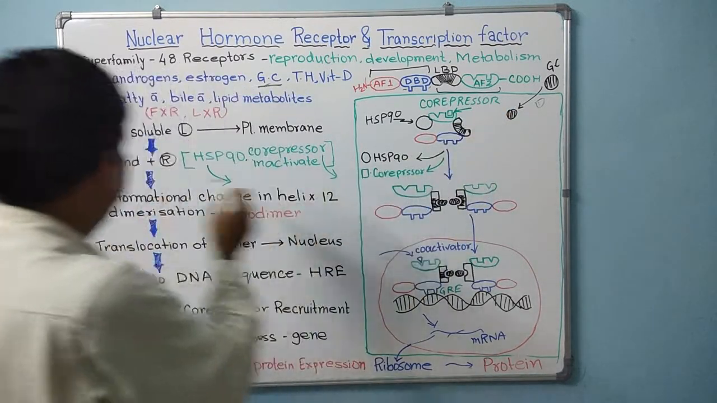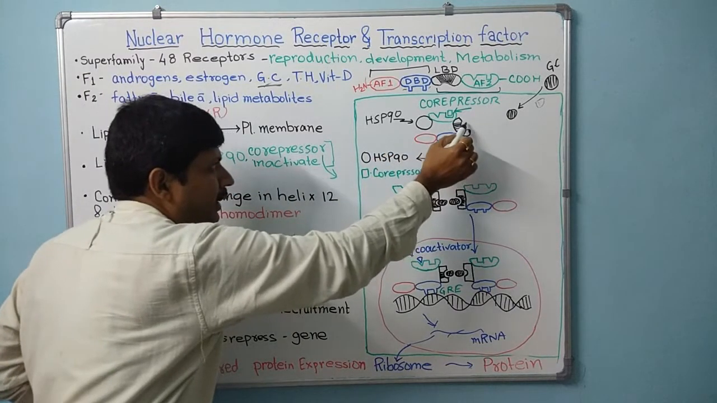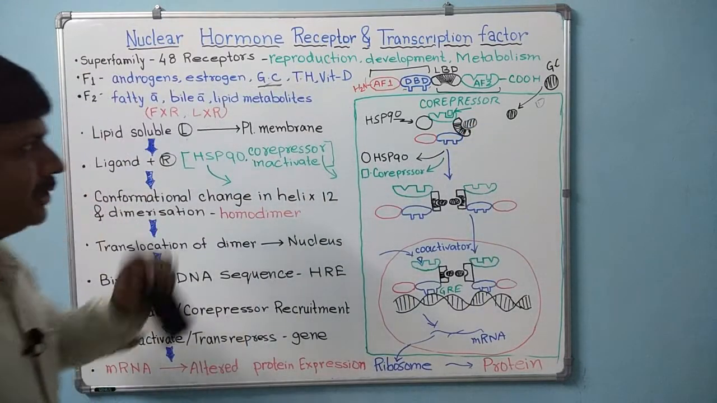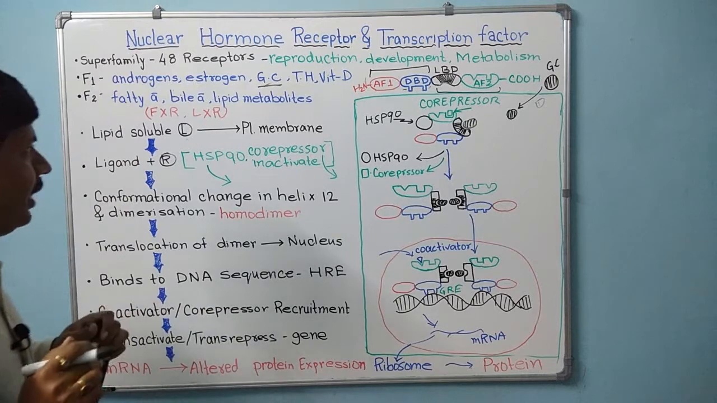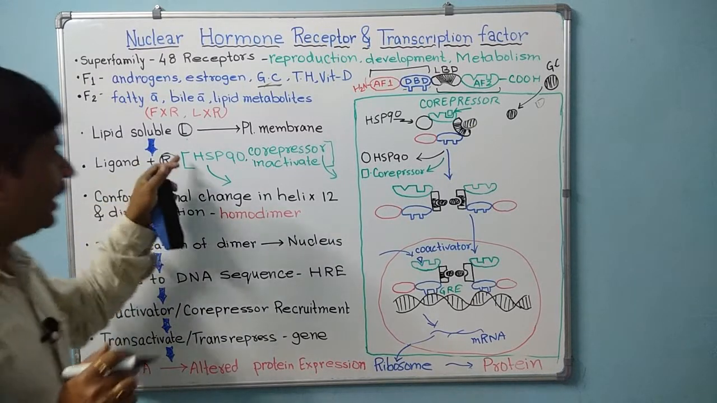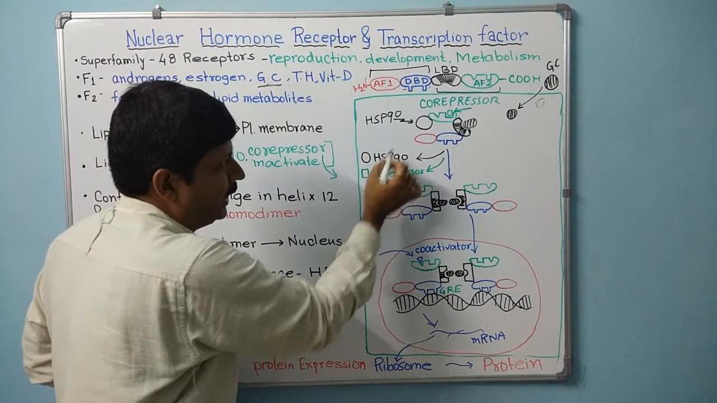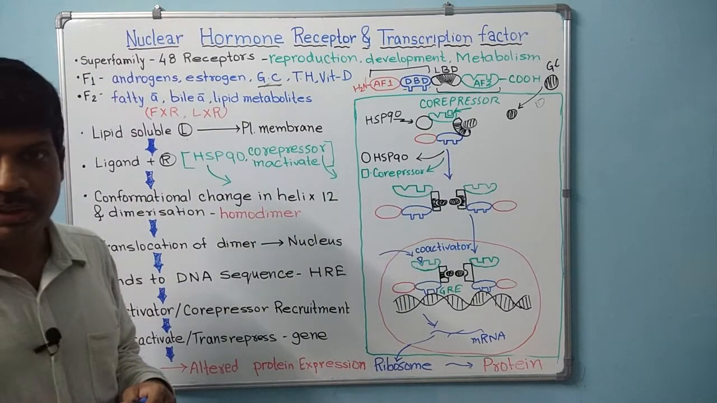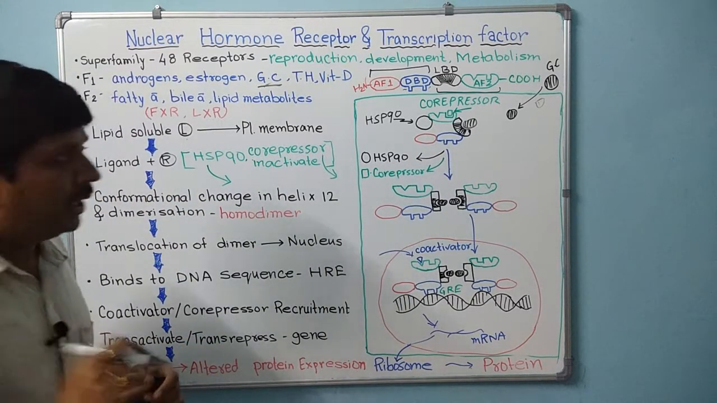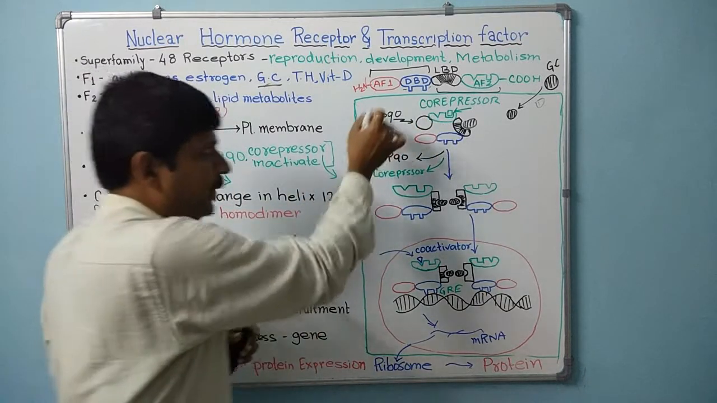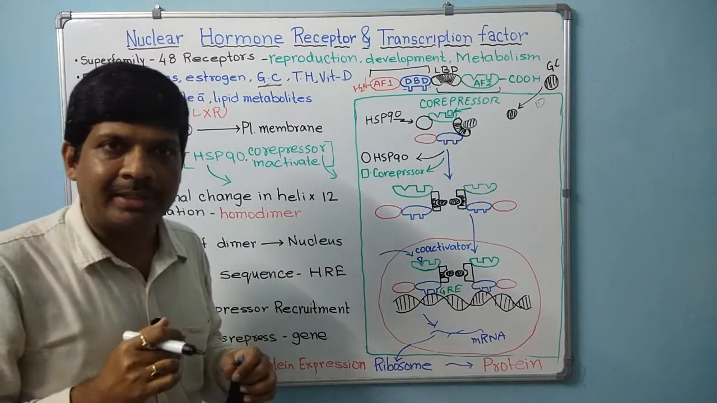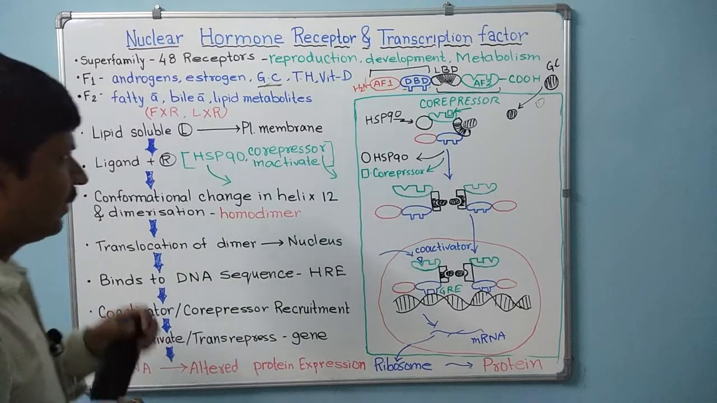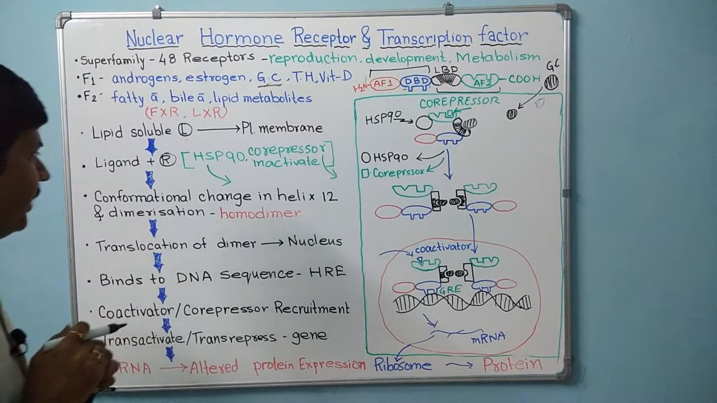Now the ligand comes and binds with the receptor. Here it will come and bind here. So the ligand comes and binds with the inactivated form of the receptor. Now what happens is, there is a release of heat shock protein 90, and then the co-repressor is also released after binding of the ligand. Now it becomes activated. HSP90 stabilizes the receptor. So when ligand binds, there is release of HSP and then co-repressor, and the receptor is activated.